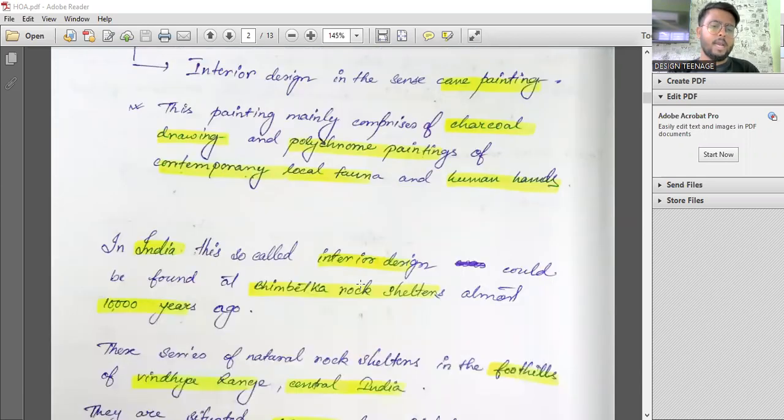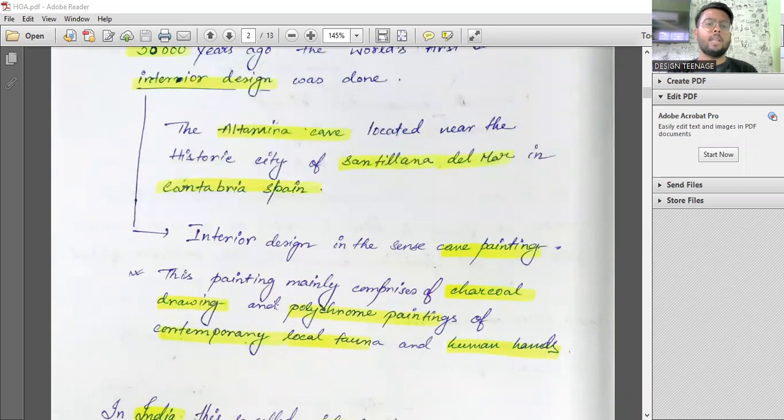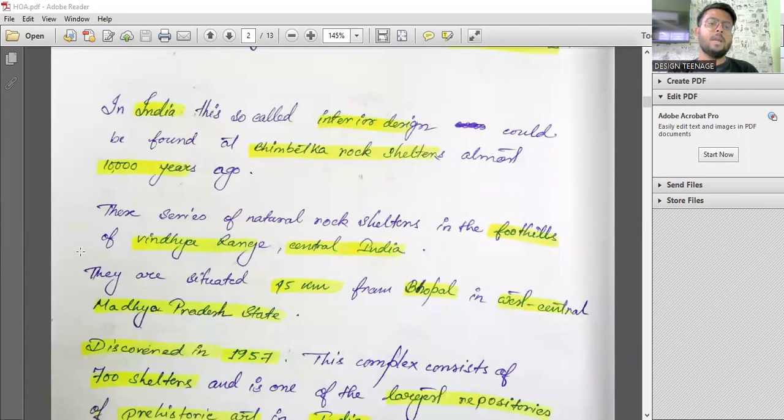Okay. In India, this so-called interior design could be found at the Bhimbetka rock shelters, or rock cave shelters, almost 10,000 years ago. What we just discussed about the world's first cave painting was found in Altamira cave 36,000 years ago. In India, the discoveries date 10,000 years ago, at the Bhimbetka rock cave shelters. They are a series of natural rock shelters in the foothills of the Vindhya range, central India, situated 45 kilometers from Bhopal in west central Madhya Pradesh state.